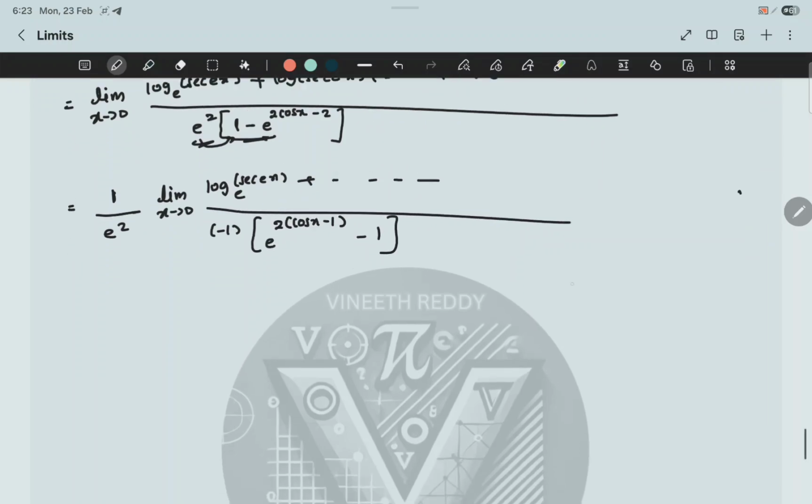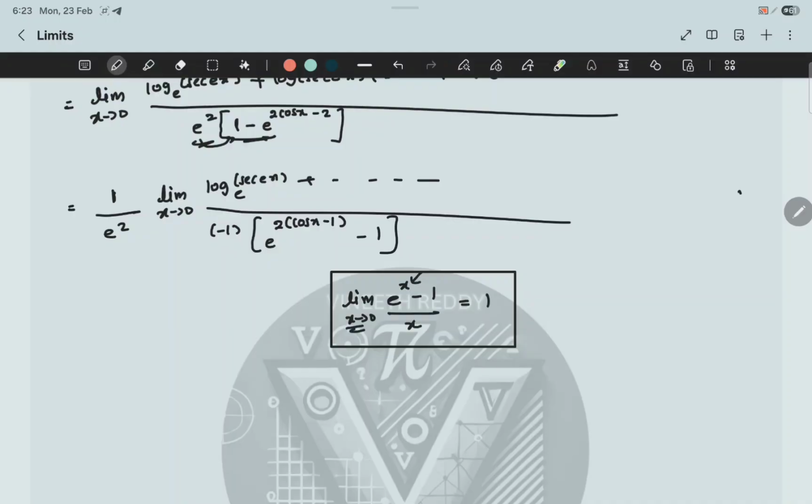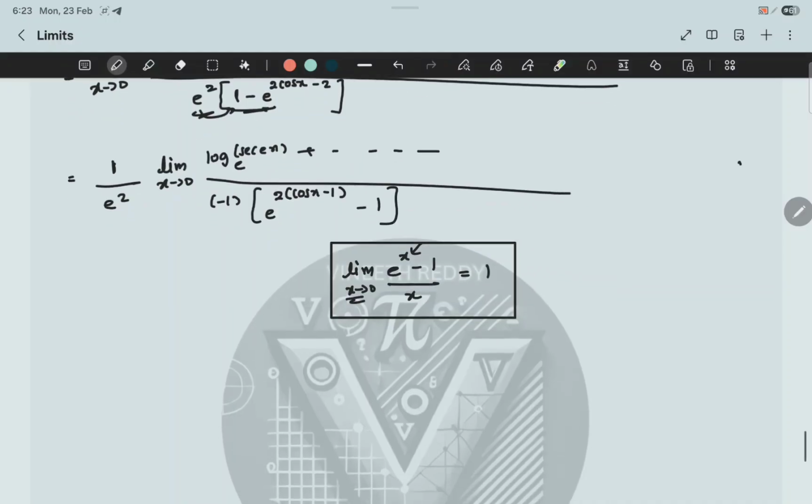So why am I writing this? Because we know that limit x approaches 0, e power x minus 1 by x will be equal to 1. This is a standard limit, right? We know this. As x is approaching 0, this is 1, right? That means we will do one thing here. We will multiply and divide with 2 times cos x minus 1. Most important thing is, as x is approaching 0, this term should approach 0. Is it approaching 0? Yes, it is approaching 0. So we can apply the standard limit.